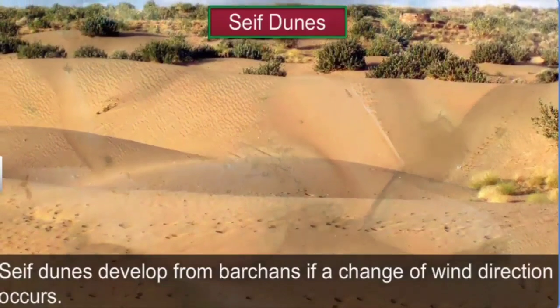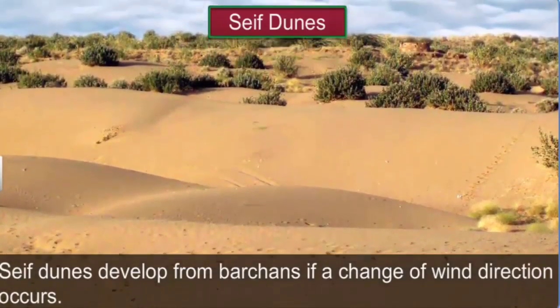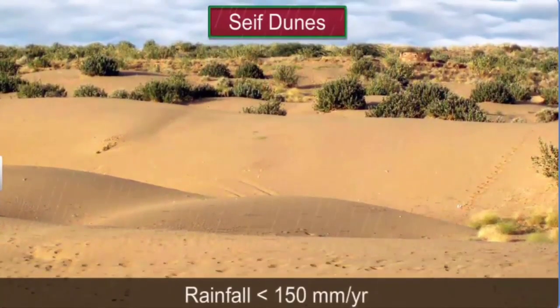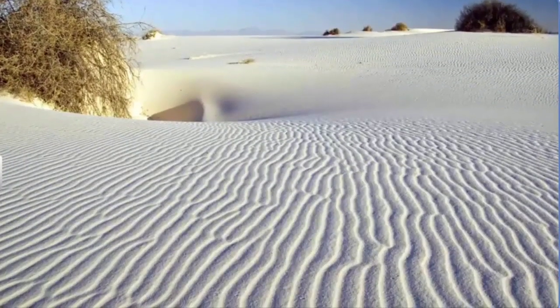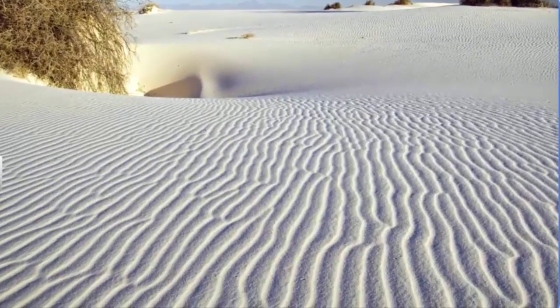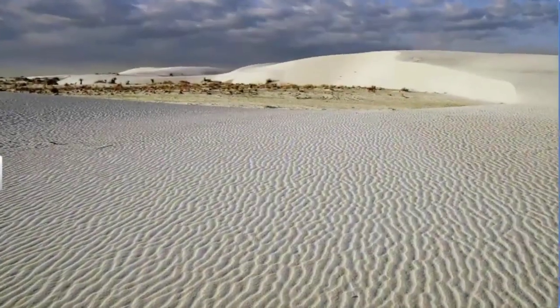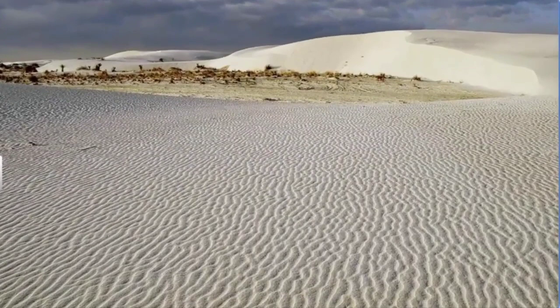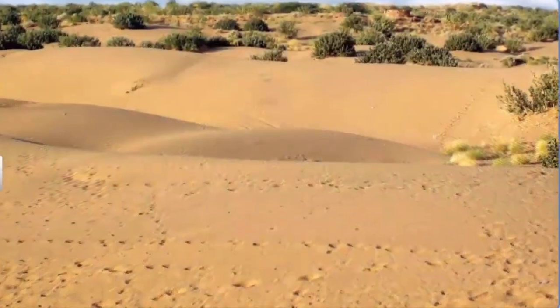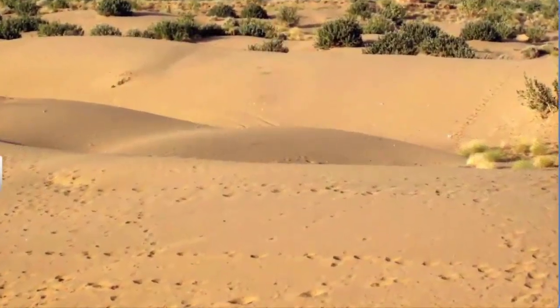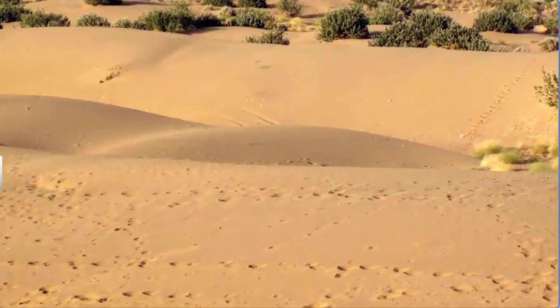The rainfall in this region is quite low, below 150 millimeters per year. Understandably, the arid climate is not suitable for plants to grow. Therefore, the vegetation cover in this region is sparse.